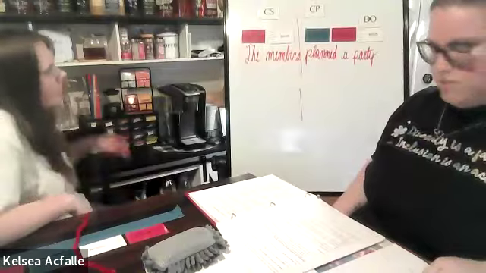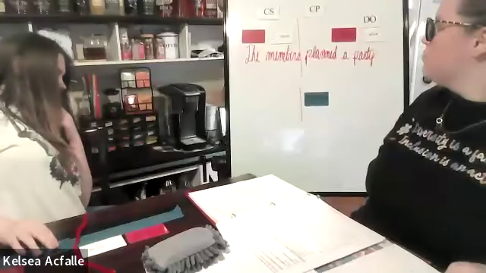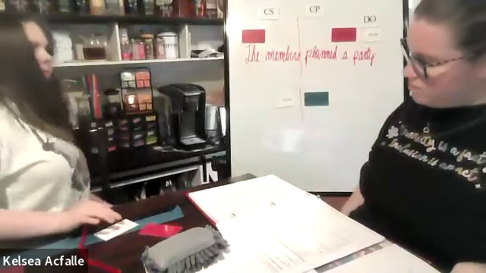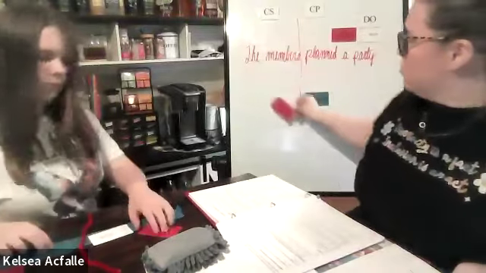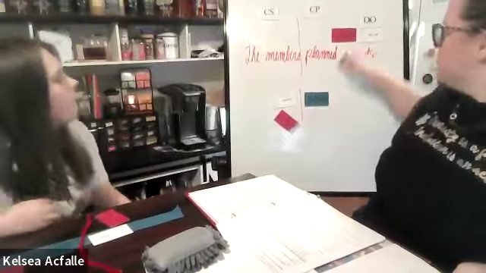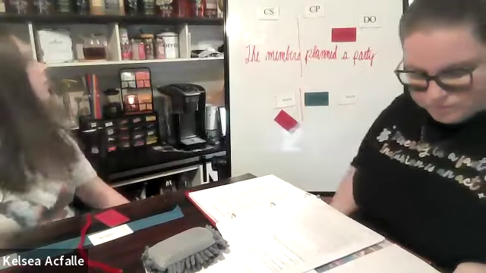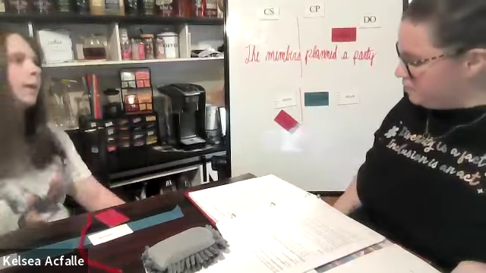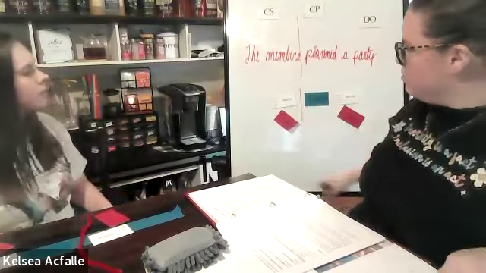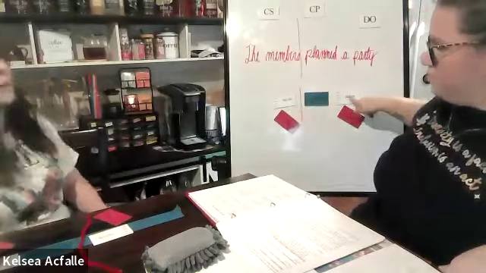What is the action of the sentence? Planned. It's our action verb. Who planned? Members. Members is our noun. What type of members? The members. The is our article. Good. Planned what? Party. Our noun. What type of party? A party, which is another article. Okay, let's touch and read. The members planned a party. Good job.